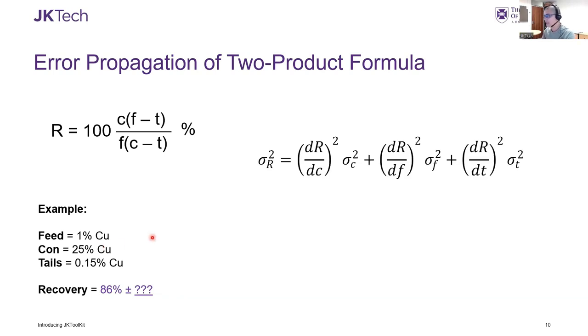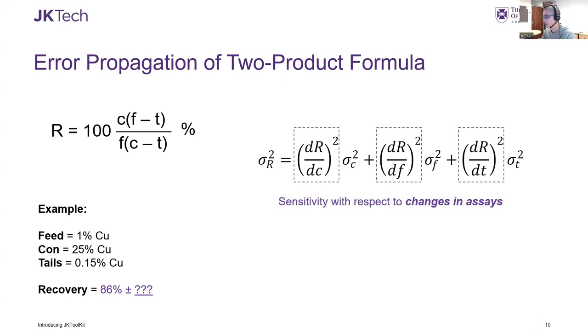So the overall uncertainty of the final recovery is represented by this monstrous equation here, which requires you to remember how to calculate partial derivatives. But essentially, the uncertainty in recovery is driven by the sensitivity of the two-product formula with respect to changes in the assays, as well as the uncertainties in the experimental assays themselves, which are defined here as variances.